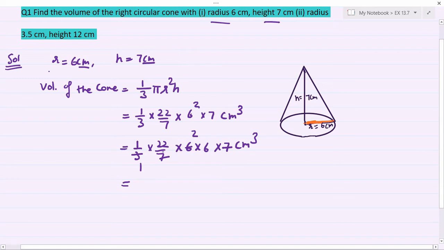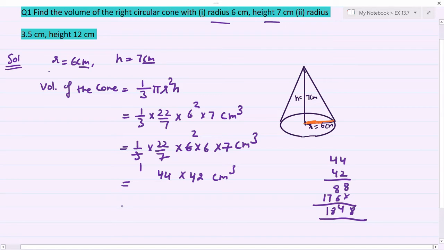Now you have to multiply. 22 multiplied by 2 is 44 and 6 sevens are 42. Now we have to multiply these two numbers. 44 multiplied by 42. 4 twos are 8, 4 twos are 8, 16 and 1 is 17. This is 1848. 1848 centimeter cube. This is the answer.